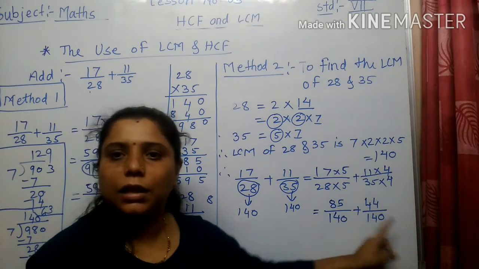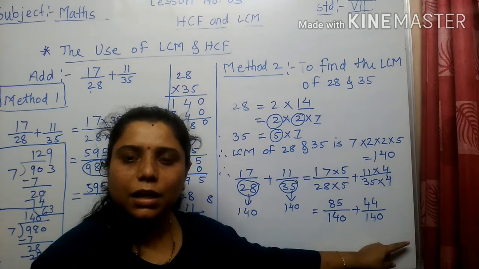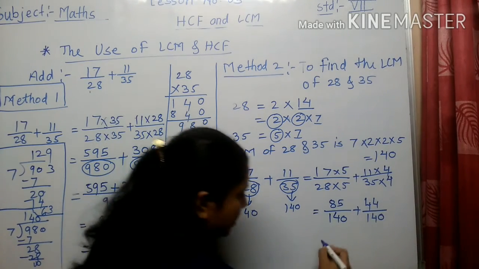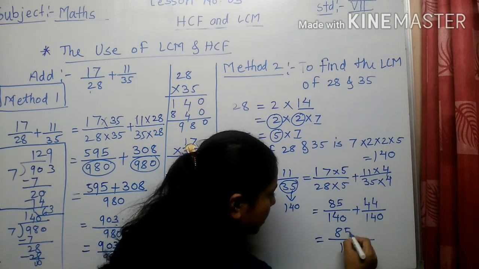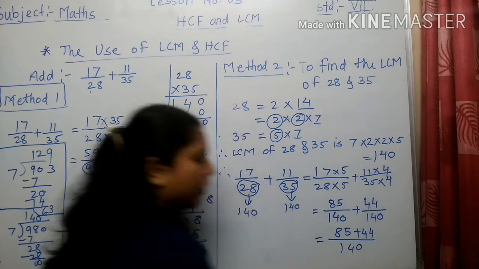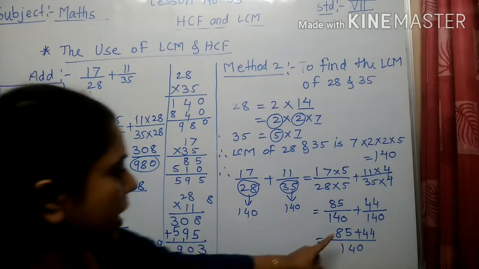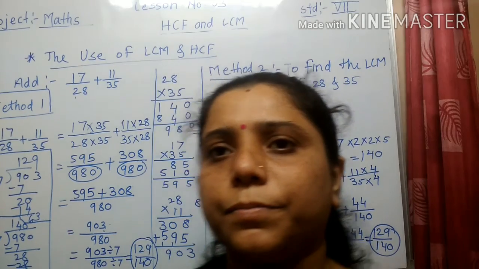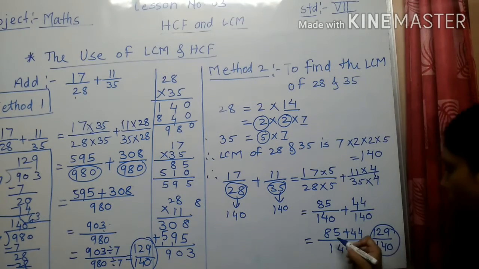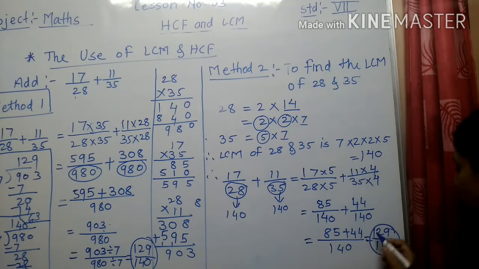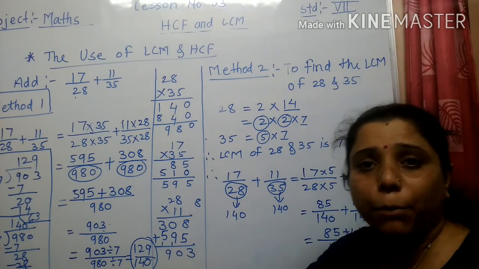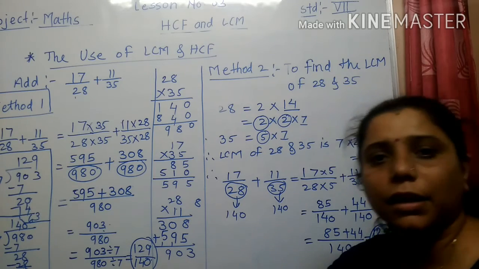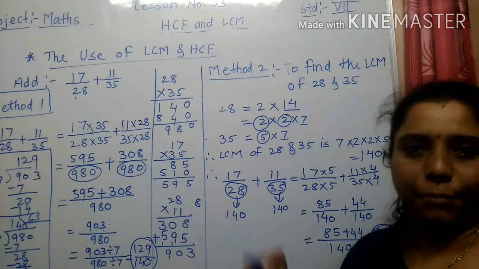Now you got the denominators equal, so you can add the numerators. I am taking 140 common. Add the numerators: 85 plus 44. What is 85 plus 44? It is 129 upon 140. See this answer and that answer. By both the methods, you are getting the same answer.